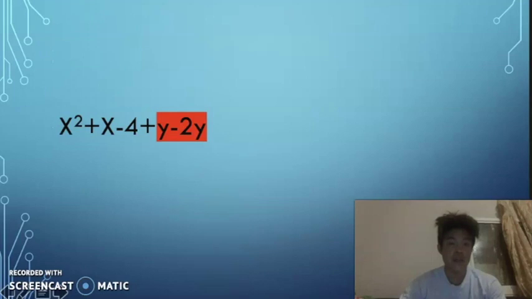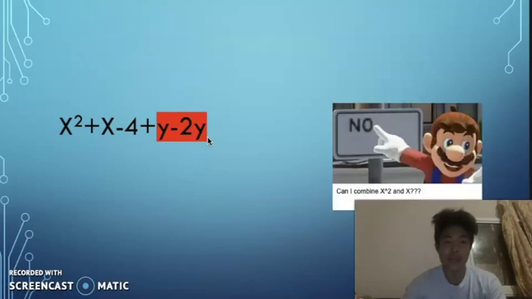Okay, so we have x squared plus x minus 4 plus y minus 2y, and what you should have done is combine like terms, okay? So what you should have done is combine the two like terms, which were y minus 2y. Now, some of you may be asking, why can't we combine x squared plus x? Aren't these the same thing? And the answer is no.